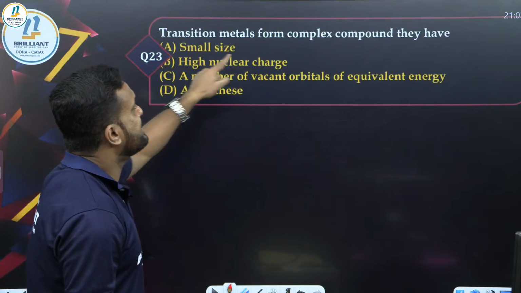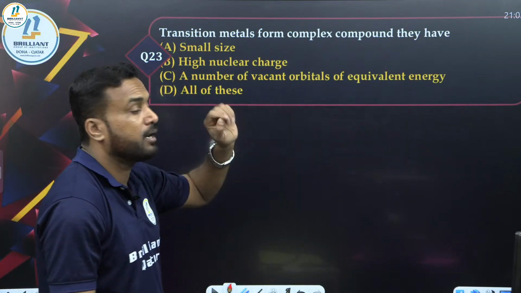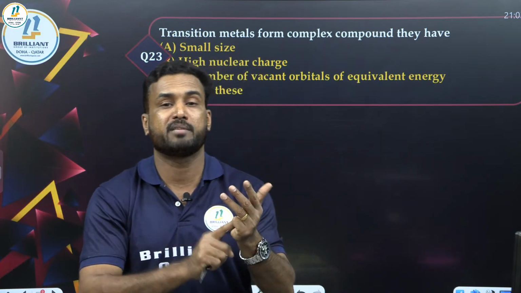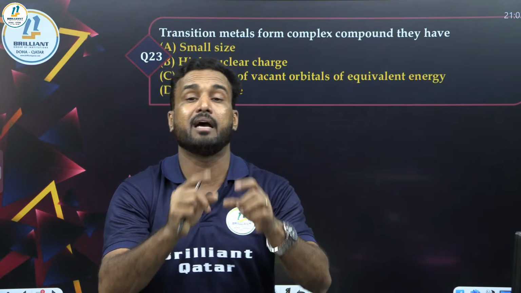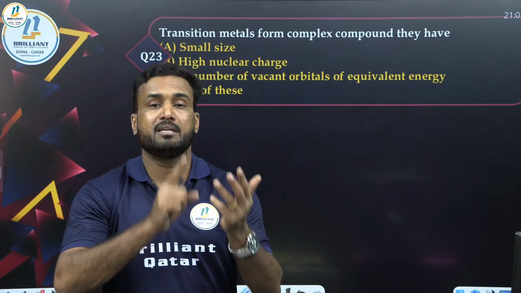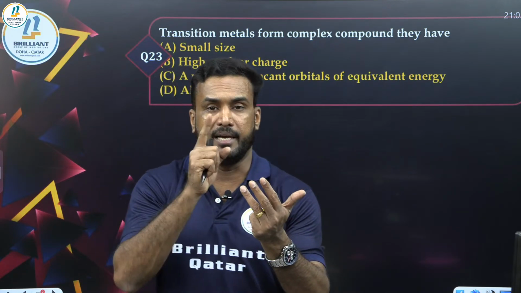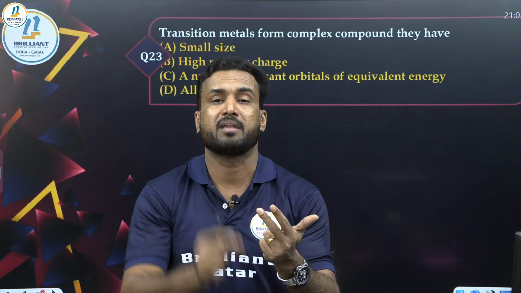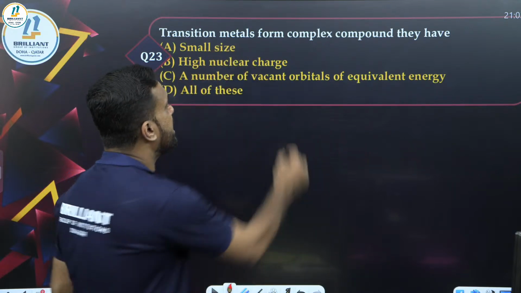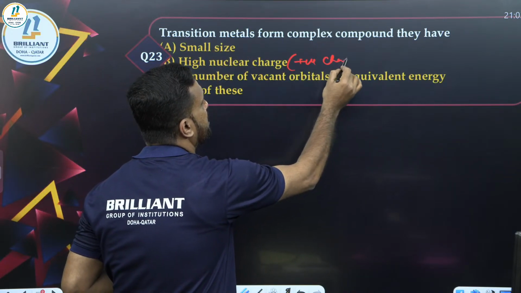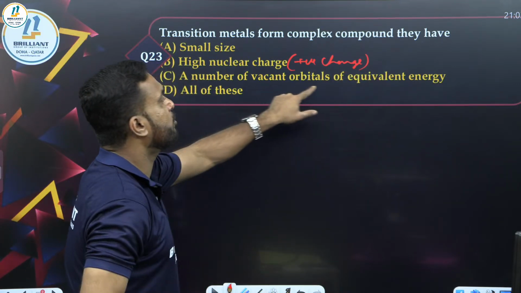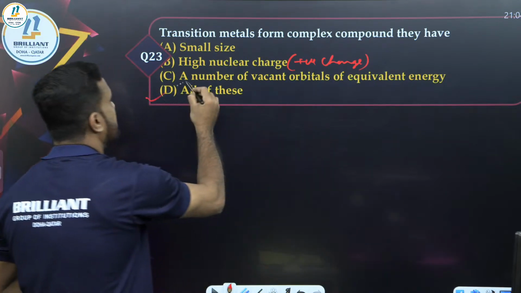Question number 23. Transition metals form complex compounds because they have, you know, all transition elements except pseudo transition elements can form complex compounds because of their high positive charge, small size and availability of vacant d orbitals. Those 3 points we learned. Yes, Shasa. So we know that transition elements have high positive charge, they have vacant d orbitals, and they have small size. So small size, right one, high nuclear charge, which means high positive charge only. Then a number of vacant orbitals. Yes, all these are the right ones. So correct answer is option D.